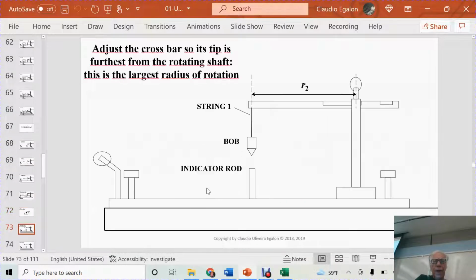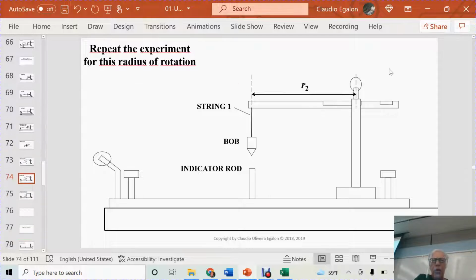And then what do you do next? You're going to change the radius, the longest radius. This radius, I'm going to call it R6, because it's the longest one. The shortest one is R1. The longest one, I'll call it R6. That's better.